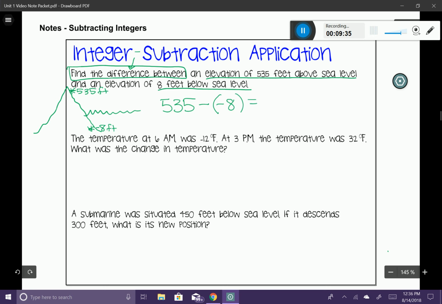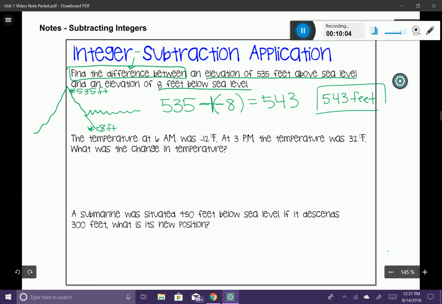Here you can see it generated one of those negative rules. When you subtract a negative, it becomes a positive. So I'm going to go ahead and attach them and make it a positive. So really, this subtraction problem became an addition problem, leading me to 543 feet. So the answer is, it says find the difference between the elevation. Well, the difference is going to be 543 feet.